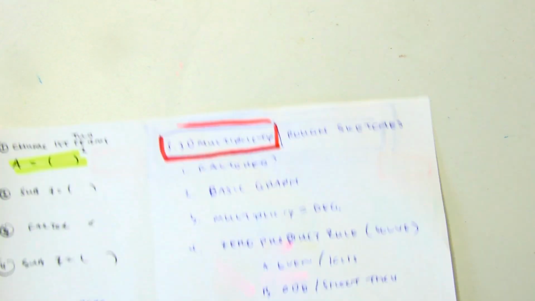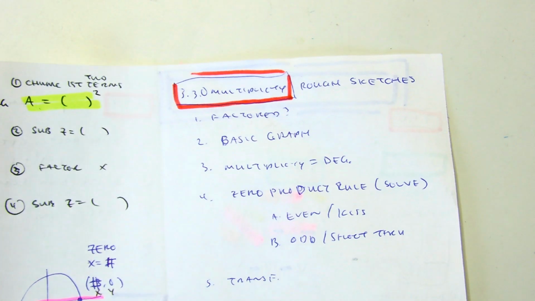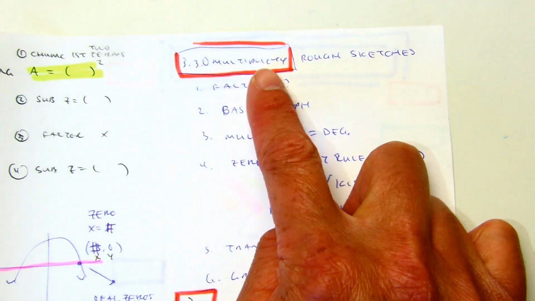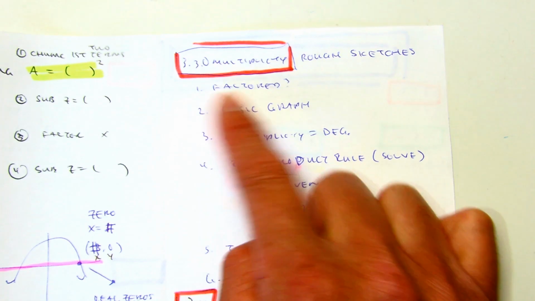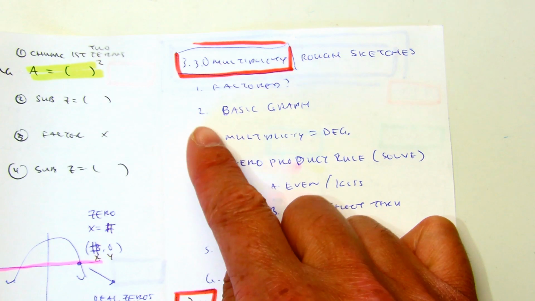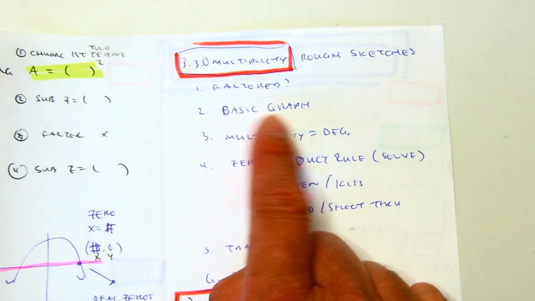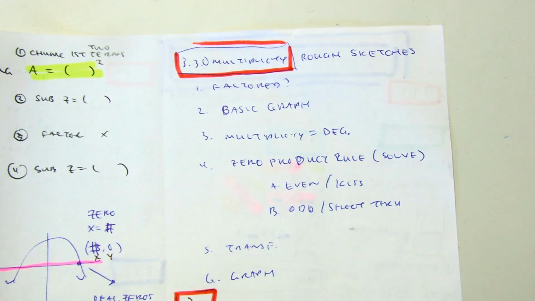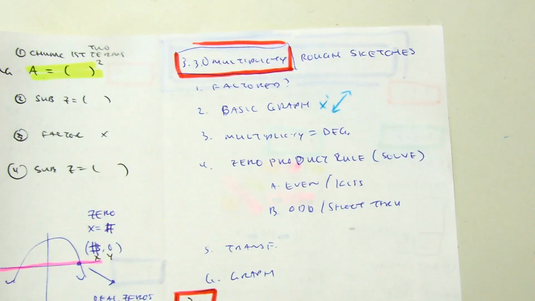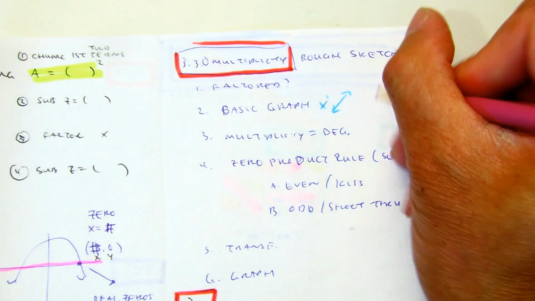In 3.30, we were getting rough sketches, and we got the rough sketches by using something called multiplicity. So the first thing is, is it factored? And if it's not factored, go ahead and factor it. Then get a basic graph. So something like x to the first, and then x to the second, looks like this pink.